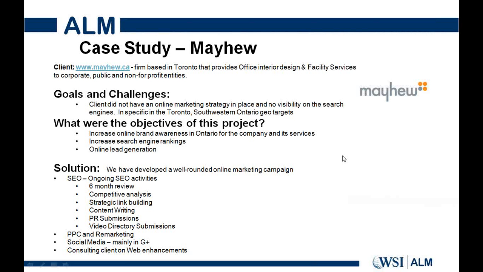Given the nature of their industry, very competitive, every 6 months we have a very thorough look at the client's performance, not just keyword performance, competitive analysis. We look at their organic traffic, direct traffic. We look at what others are doing in the link building strategy. So we do that every 6 months. We do strategic link building with them, local directories, different industry-related directories, social bookmarking, and we also do content writing.